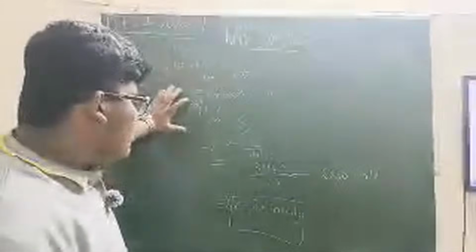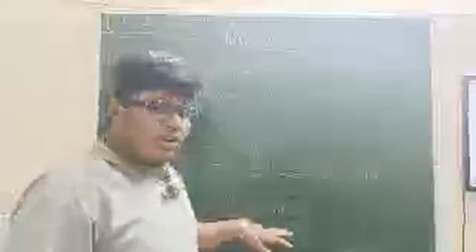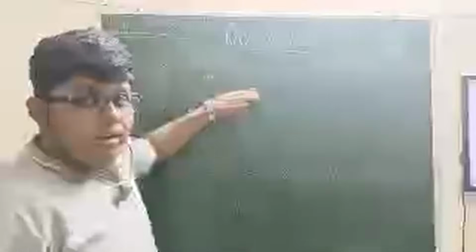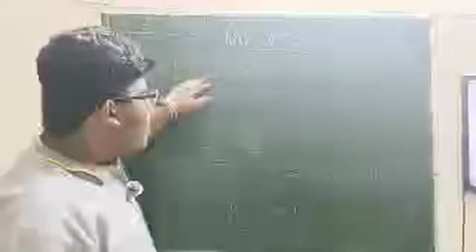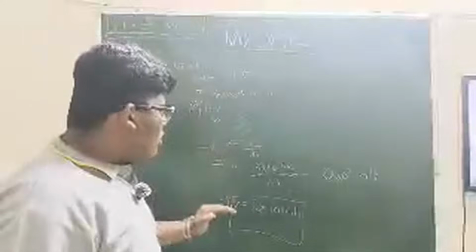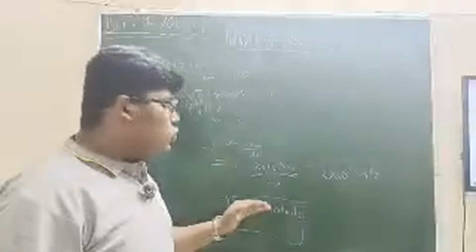In the first question, the speed of light was given as 2 into 10 to the power 8 meter per second, and we got the value of mu as 1.5. In this third question, the value of mu was given as 1.5, and we got the value of speed in the medium as 2 into 10 to the power 8 meter per second.